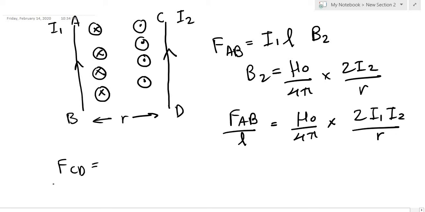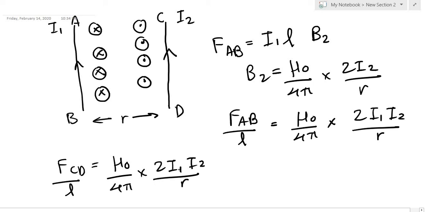Force per unit length on the second wire, it so happens you can do all the steps again, is mu naught by 4 pi into 2 I1 I2 by R. Yeah, both of them have the same force per unit length. This almost reminds us of the formulas of electrostatics, where we had two charges and the force between them was the same, but their acceleration depended on their value of charge.